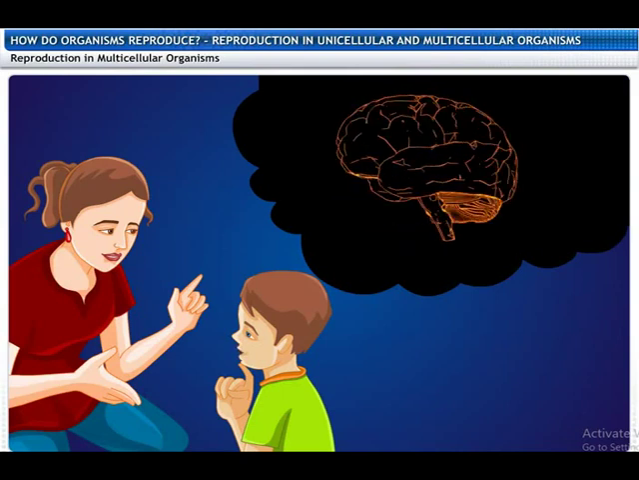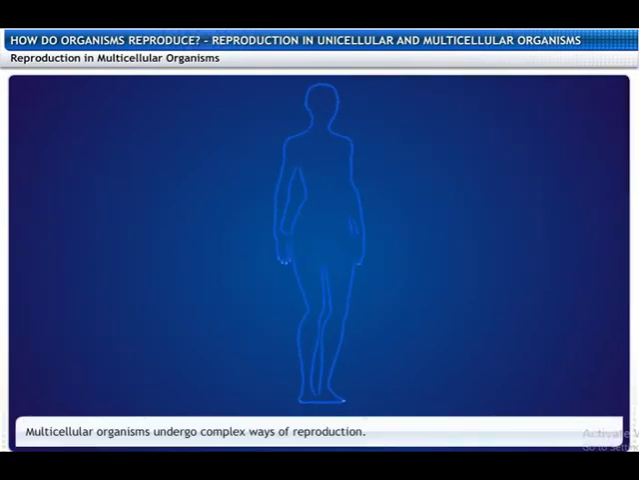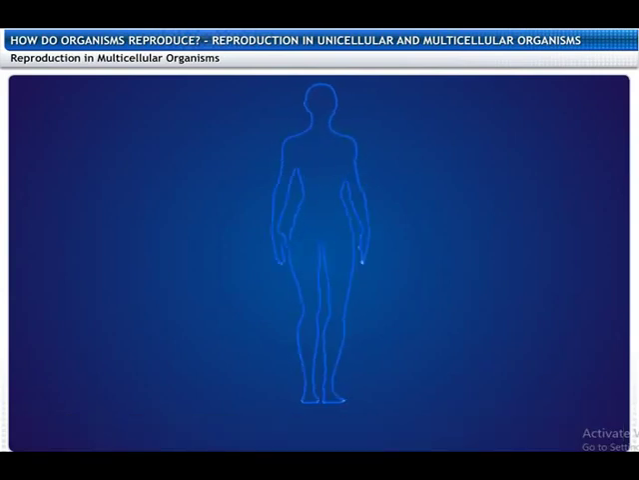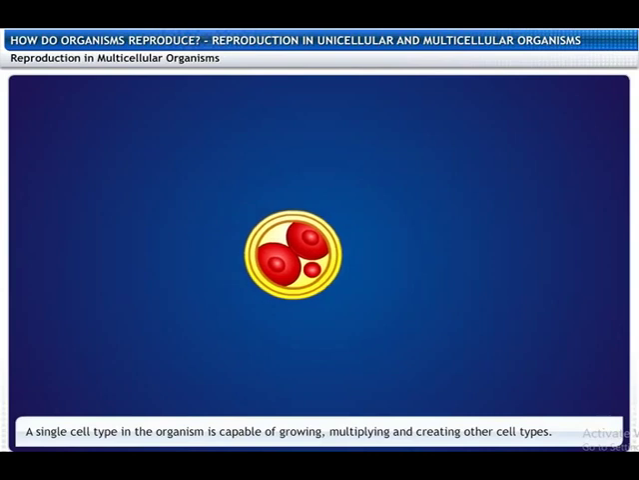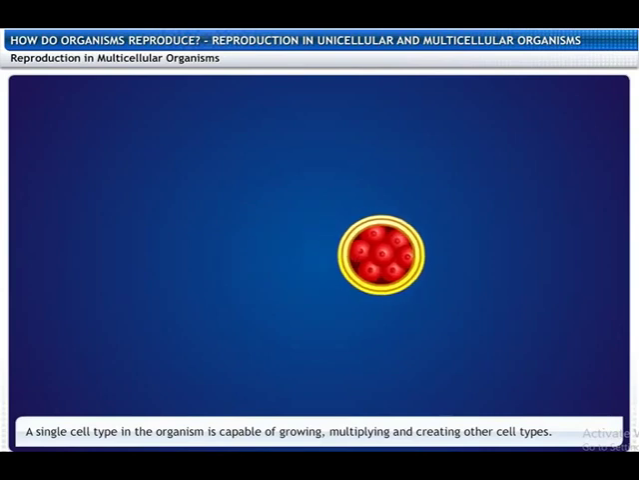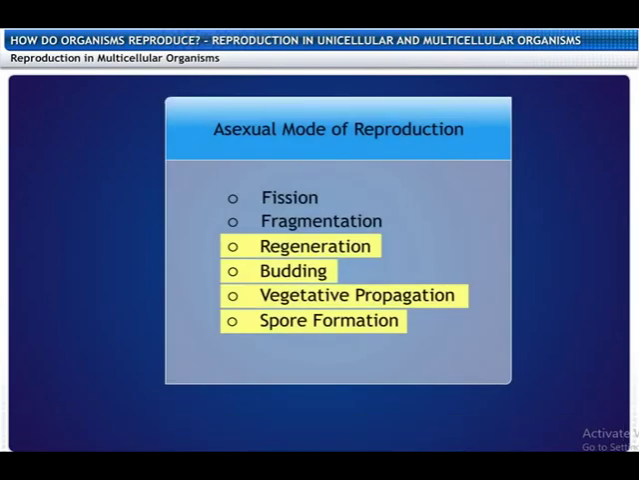So what happens in reproduction of such organisms? They use more complex ways of reproduction. There is typically a single cell type in the organism that is capable of growing, multiplying, and creating other cell types under appropriate conditions. This can happen through regeneration, budding, vegetative propagation, and spore formation.